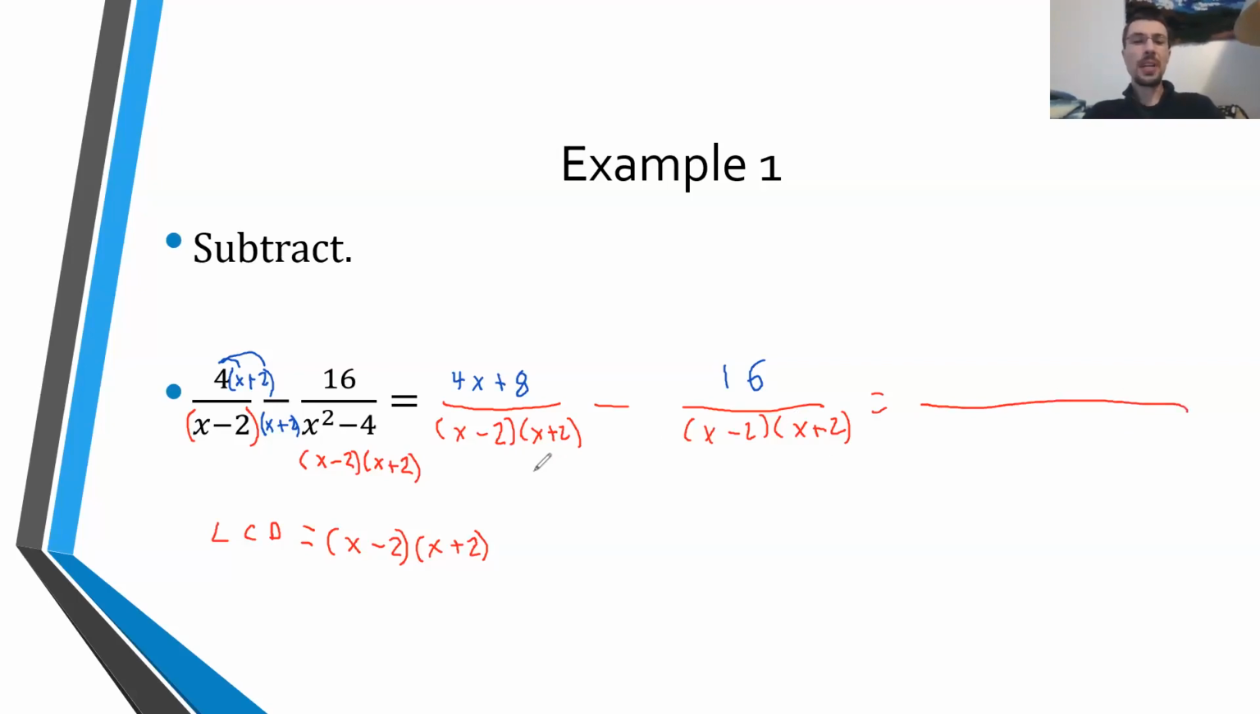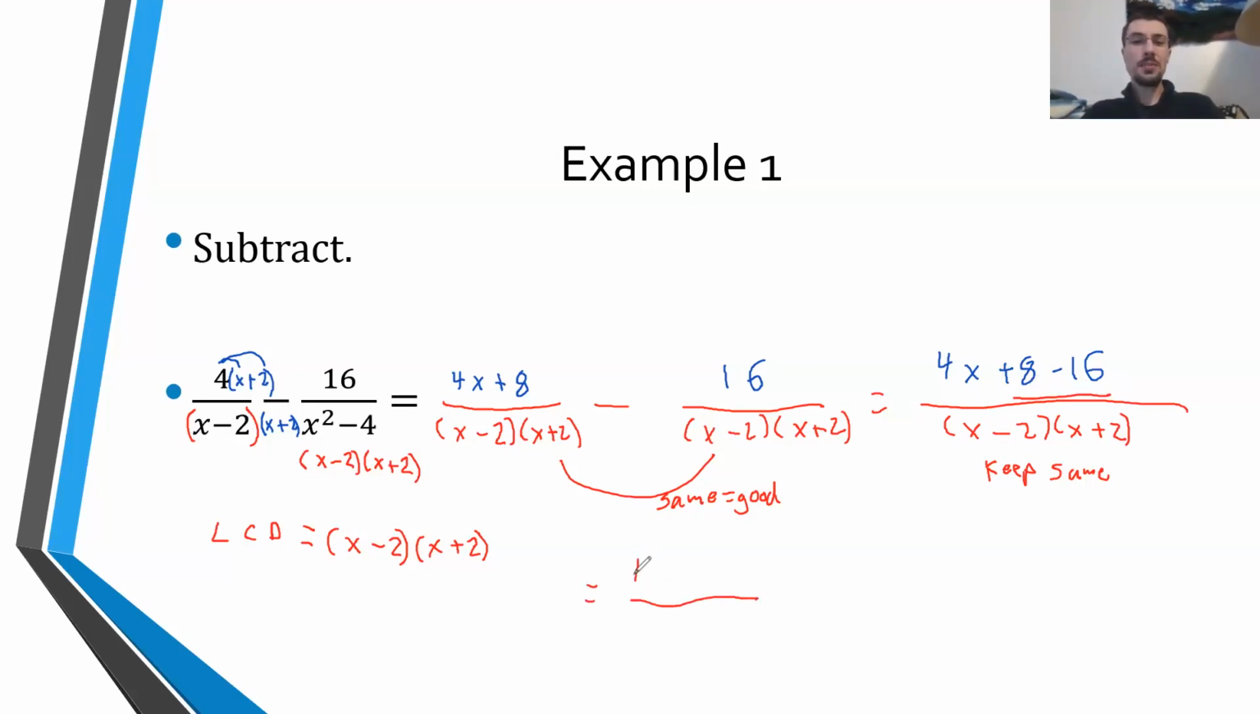And now that these two fractions have the same LCD, which is good, we can actually subtract the fractions and keep the bottom the same. Subtract on top, and we have 4x plus 8 minus 16. Combine like terms to get 4x minus 8 over your denominator of x minus 2 times x plus 2.